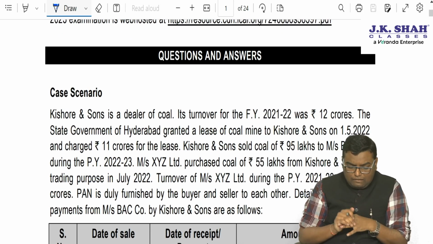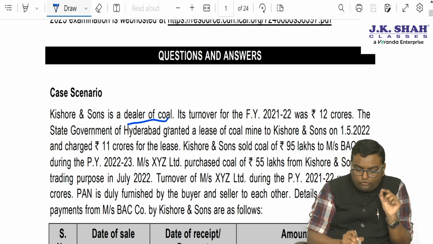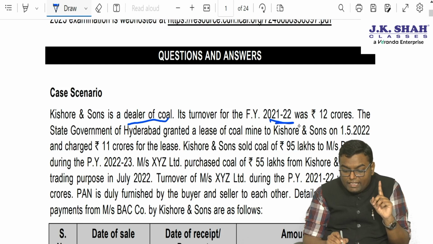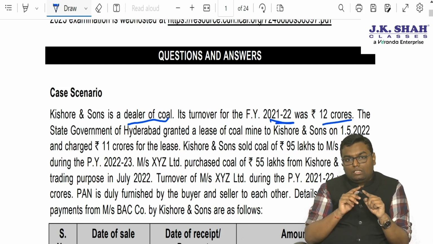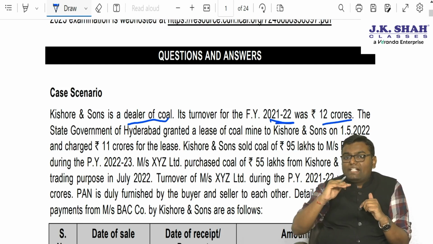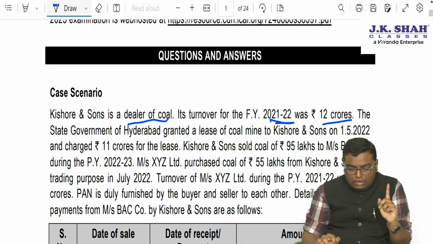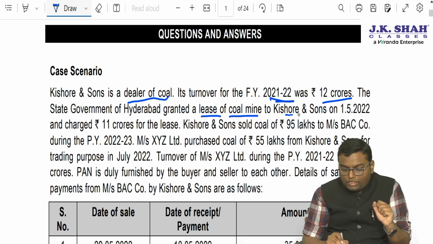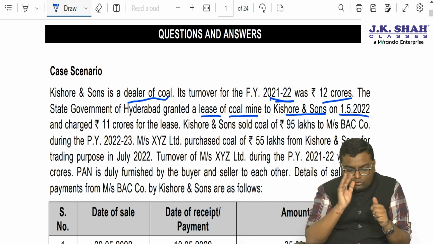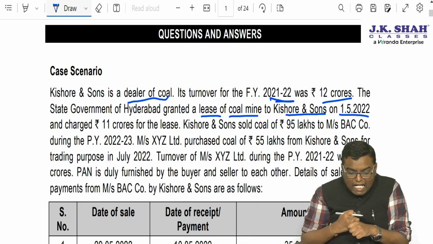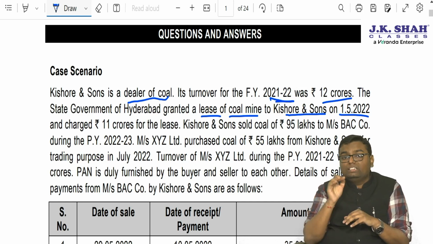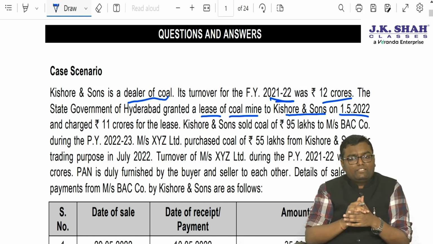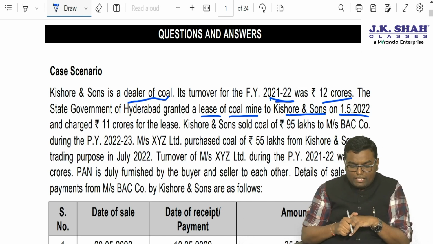Kishore and Sons is a dealer of coal. Its turnover for financial year 21-22 was 12 crore. So, this is the turnover regarding the preceding financial year. The state government of Hyderabad granted a lease of a coal mine to Kishore and Sons on 1st May 2022 and charged rupees 11 crore for the lease. So, Kishore and Sons has taken up mining activity and is paying lease to the state government.